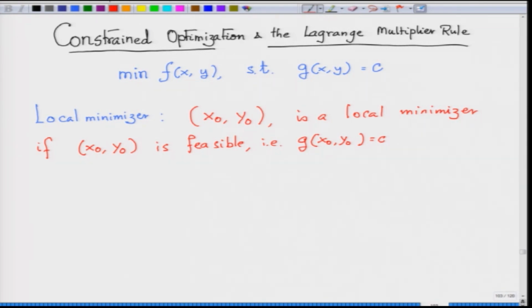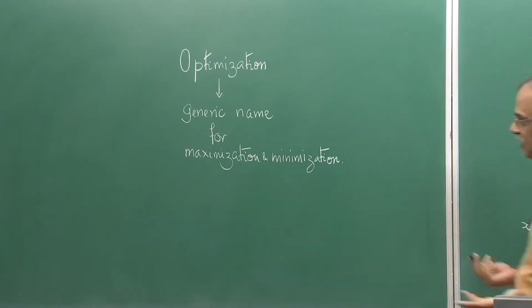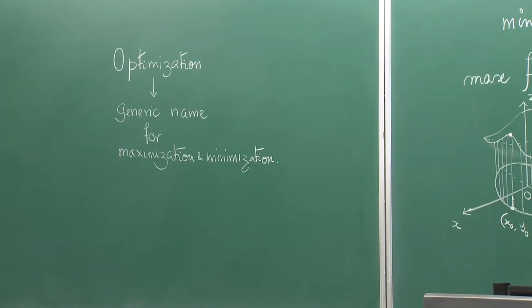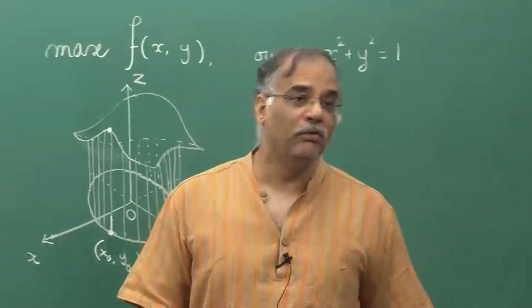So, optimization, by the way, is a generic name given for maximization and minimization. It could mean either, but mathematical optimizers usually speak in the language of minimization, economists speak in the language of maximization, engineers speak in the language of minimization.